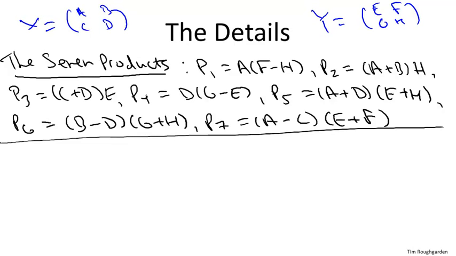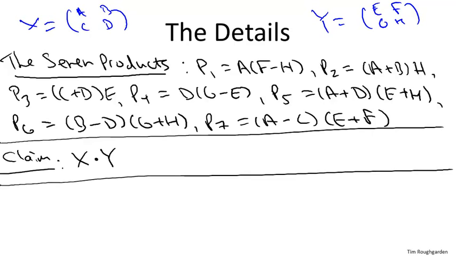Now, the question is, why is this useful? Why on earth would we want to know the values of these 7 products? So the amazing other part of the algorithm is that from just these 7 products, we can, using only addition and subtraction, recover all 4 of the blocks of x times y. So x times y, you'll recall we expanded in terms of the blocks. So we previously computed this to be AE plus BG in the upper left corner, and then similarly expressions for the upper right, lower left, and lower right blocks.